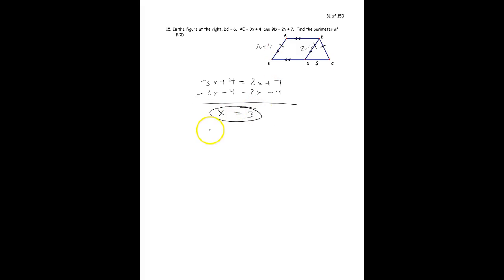If we plug that in to this expression, 3x plus 4, to get AE, we'll get that the side length there is 13. So we know that that side is 13. But see how all three of these are congruent. So this is also 13, this is also 13, and we're asked for the perimeter of, let's just say, triangle BDC. So to get the perimeter, we just add up the three sides. 13 plus 13 plus 6 equals 32.